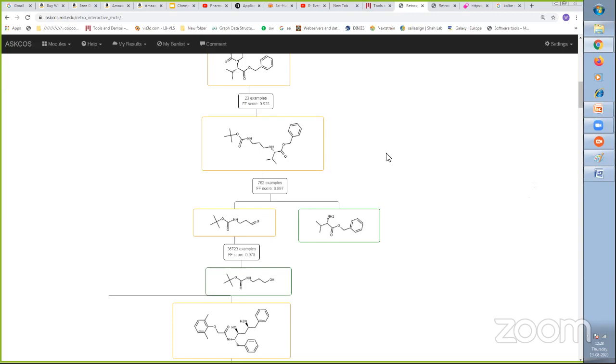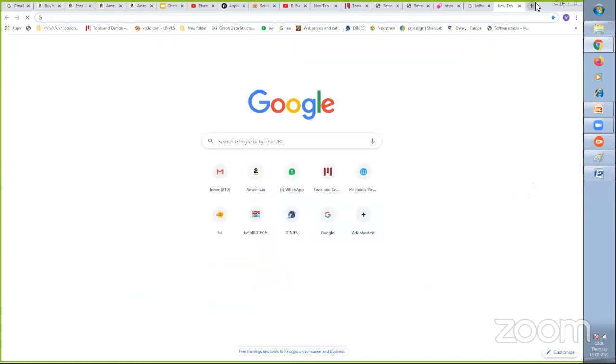Schiff base formation involves a carbonyl compound reacting with an amine, a free amine. For example, if we take lysine, lysine is an amino acid present in protein. Lysine can readily form Schiff bases with the aldehydes. So this is a Schiff reaction. You heard about the Schiff reaction, it's a very popular reaction in chemistry.